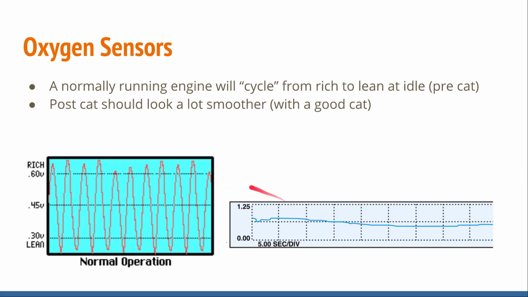So anyways, here's an example of a good running engine with a good catalytic converter. We see a nice cycle up and down, pretty even, everything looks good. And we have a flat, even looking post-cat sensor, downstream O2 sensor.